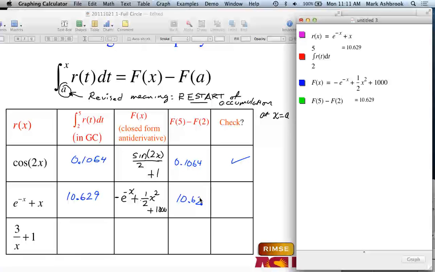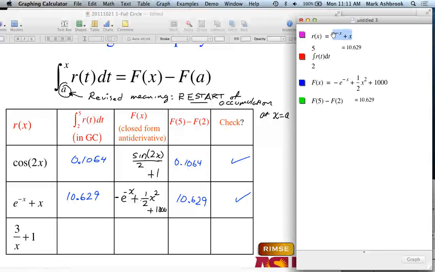All right, anybody have a question? Does this make sense? We're doing two things at once here. We're practicing antiderivatives, and we're also simultaneously checking the fundamental theorem of calculus by comparing the open form from A to B to the closed form from A to B using the antiderivative. Anybody have a question? Okay, this last one.